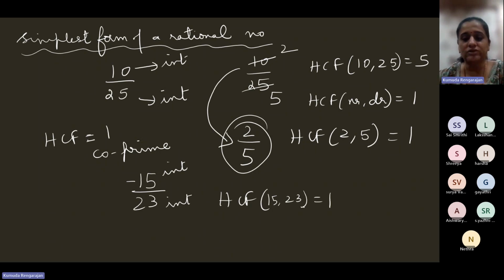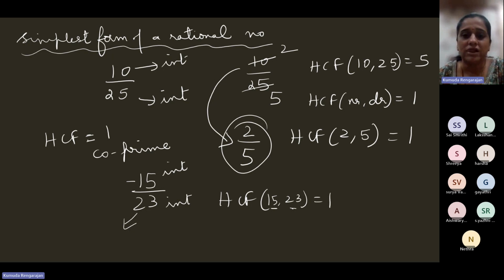The HCF of 15 and 23 is 1, wherein 23 is a prime number, whereas 15 is not a prime number. The HCF of these two numbers is 1, which means the rational number minus 15 by 23 is in its simplest form. Since the HCF of 15 and 23 is 1, 15 and 23 are co-prime numbers.